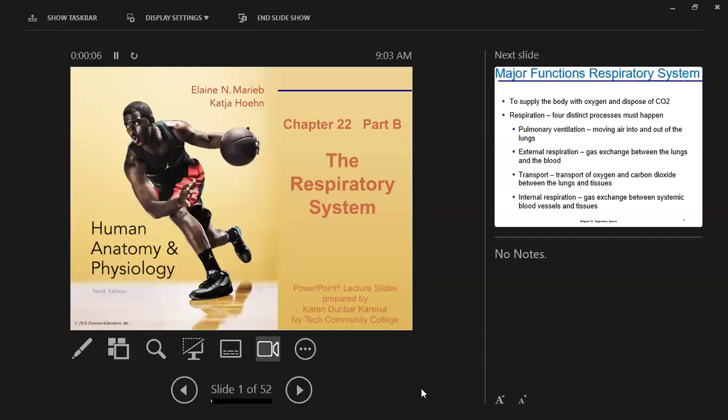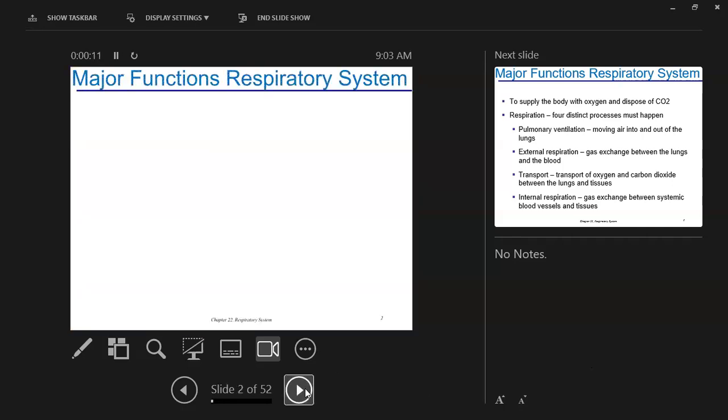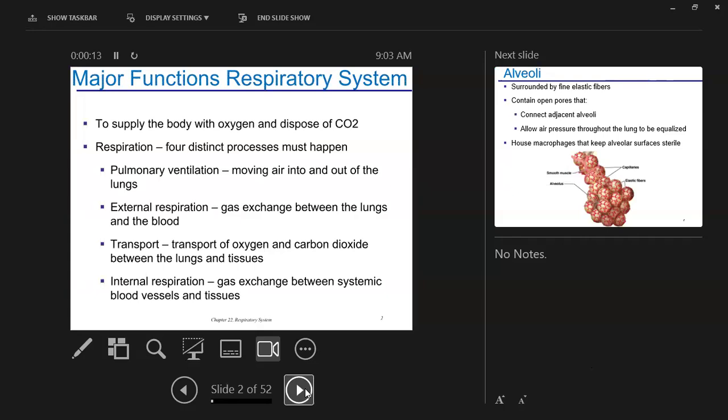Okay, we're looking at the respiratory system, and we talk about what are the major functions of the respiratory system. Well, gas exchange is a big one that's sort of right up there. In other words, to provide us with oxygen and get rid of CO2. Those are the two big ones. And we know that the driver for breathing fast is CO2.